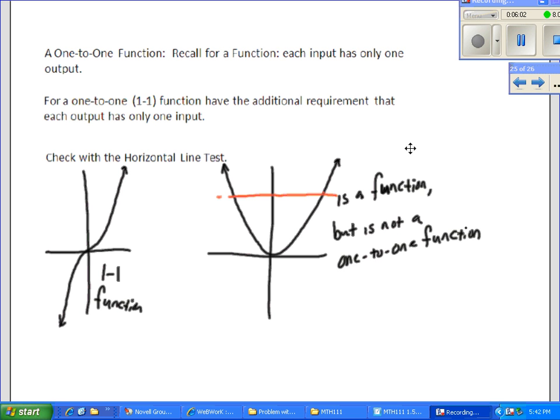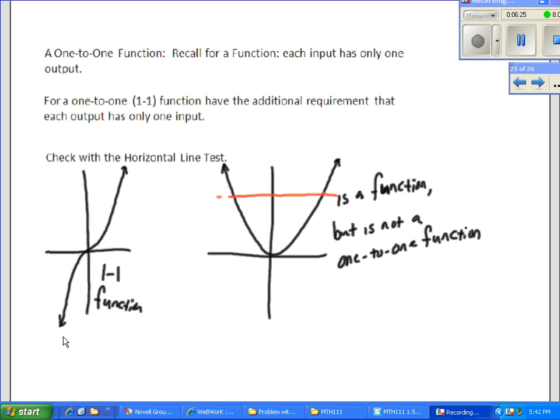And this is something we're going to come back to again later on in the term, but we'll take a quick look at it now, and that's a one-to-one function. So again, for a function, each input has only one output, but for a one-to-one function, we also want each output to have only one input. So use the vertical line test to see if we have a function, and then we can use a horizontal line test to determine if we have a one-to-one function.